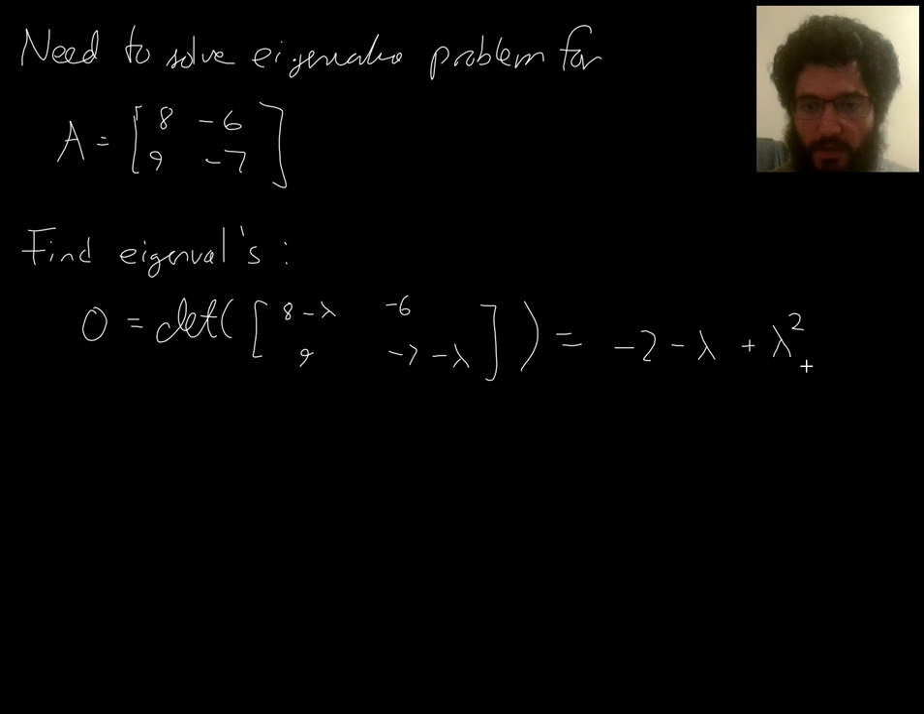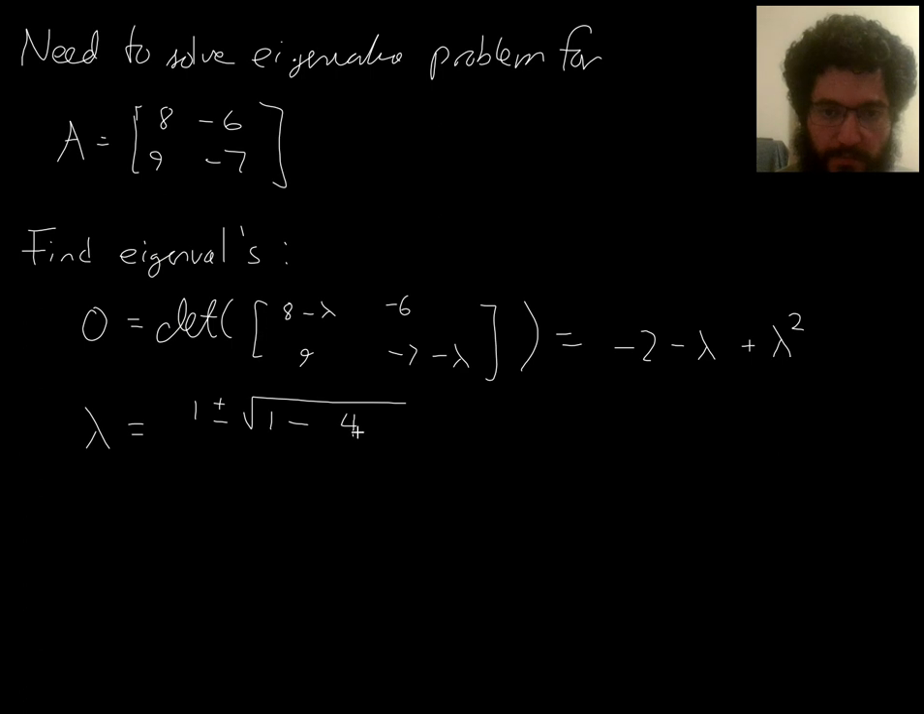And I'm not seeing very clearly how to factor it, so I'm going to use the quadratic formula. So lambda equals 1 plus or minus the square root of 1 minus 4 times 1 times negative 2. Oh, maybe I should have seen how to factor this. Never mind. This factors into (lambda minus 2)(lambda plus 1).